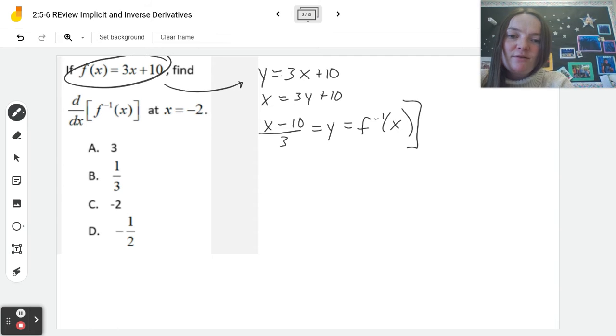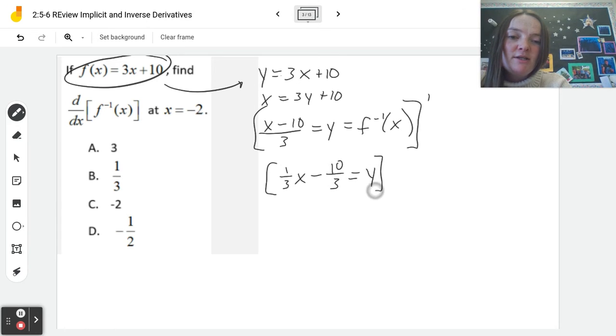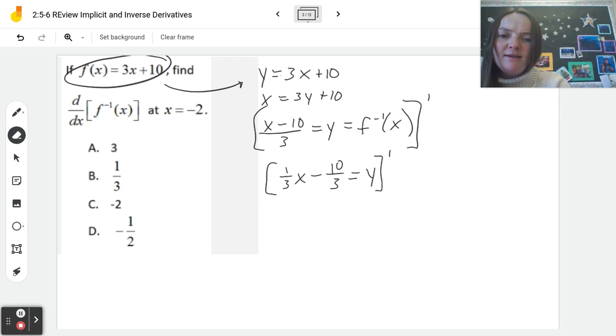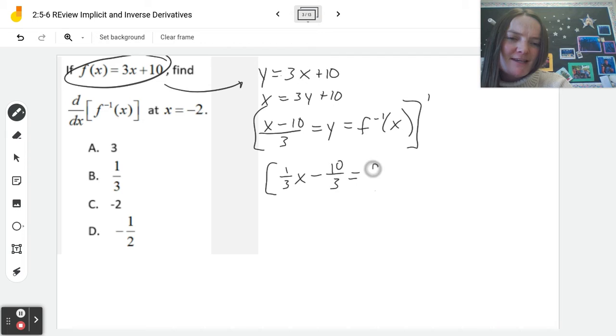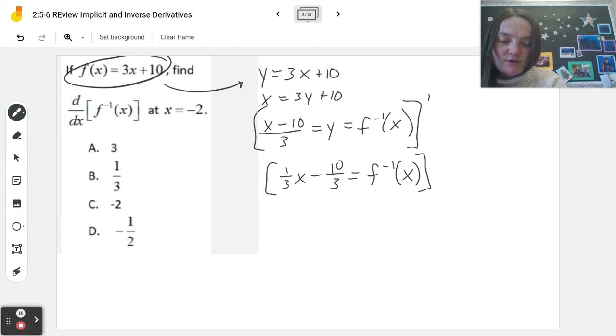So if I want to find the derivative of this whole thing, let's rewrite it so that it's a little easier to take. If everything's divided by 3, I could actually rewrite this as 1/3 x minus 10 over 3 is equal to y, and we're trying to find the derivative of the inverse. And actually, just to be more clear here, we're going to say it's not equal to y. We'll say it's equal to f inverse of x. That way we can see we're taking the derivative of the inverse.